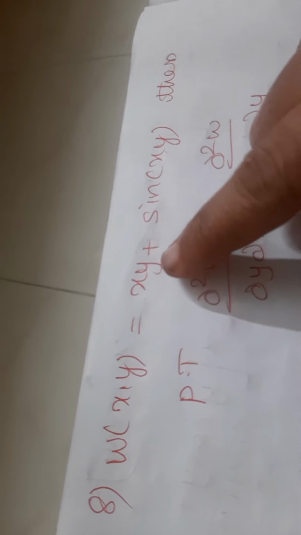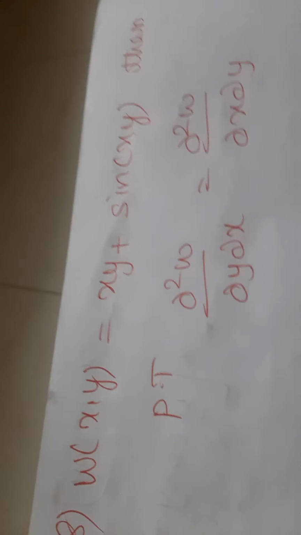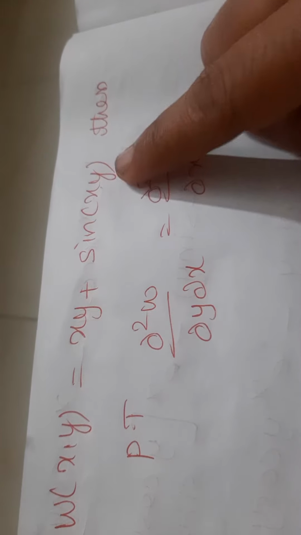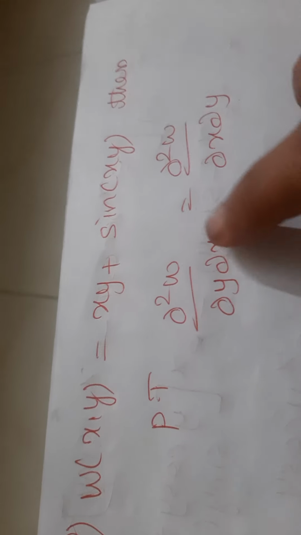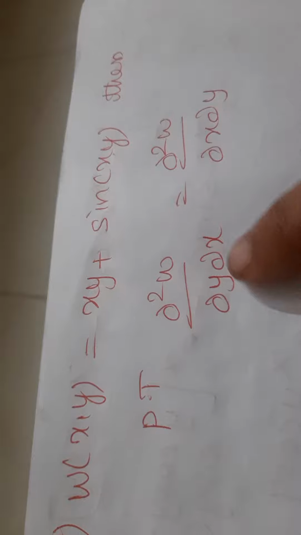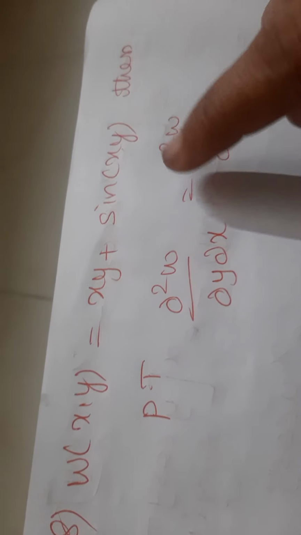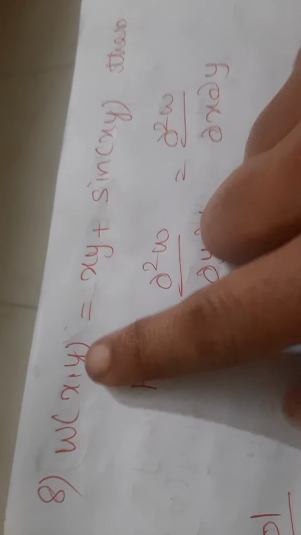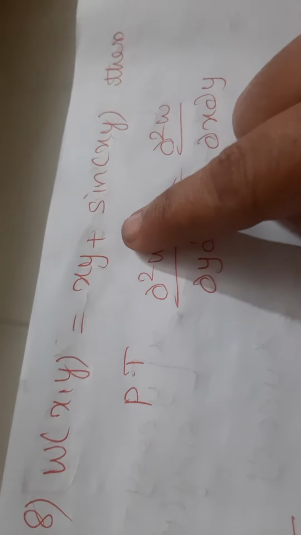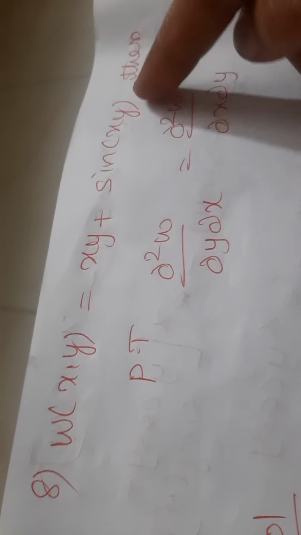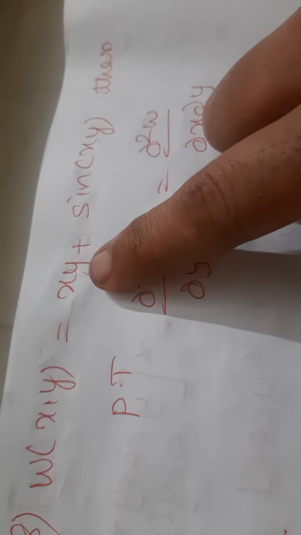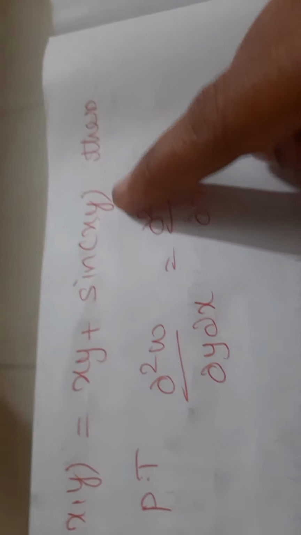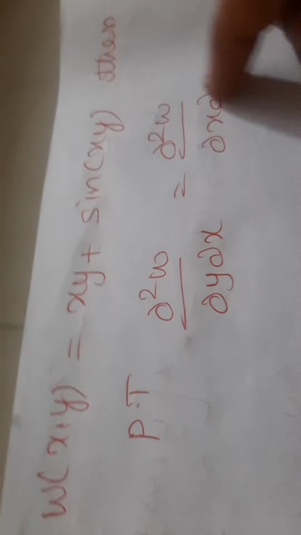The question number 8 is w of x comma y is equal to x plus y plus sine of xy. Then I want to prove that ∂²w/∂y∂x is equal to ∂²w/∂x∂y. This is a function given. This w is a function given in terms of x and y. So here we are given xy, here we are given sine of xy. I want to prove this thing.